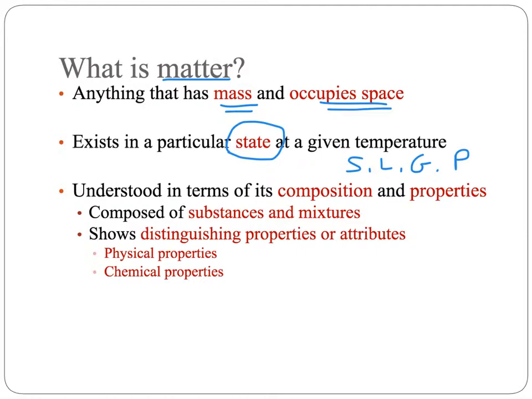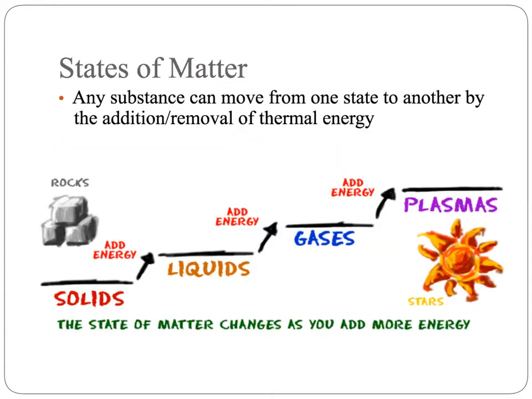And matter can also be understood in terms of its composition, what it's made of, and its properties, how it behaves. Under composition, we divide matter into substances and mixtures. And under properties, we talk about the physical properties and the chemical properties. Today, I just want to talk about the physical properties. Chemical properties will be coming.